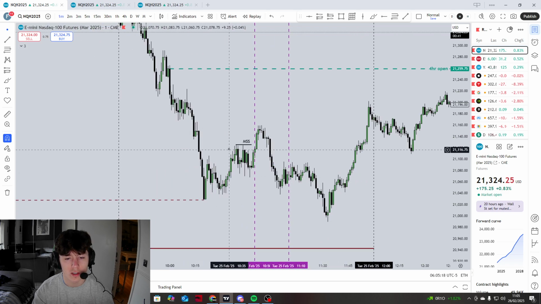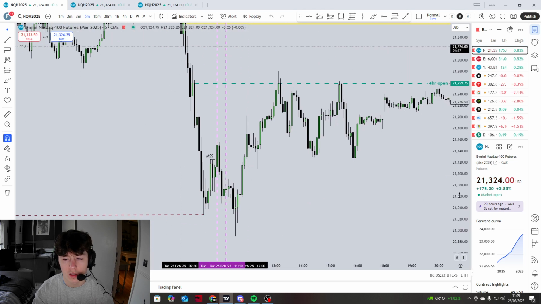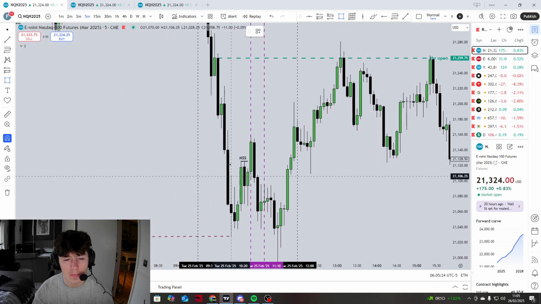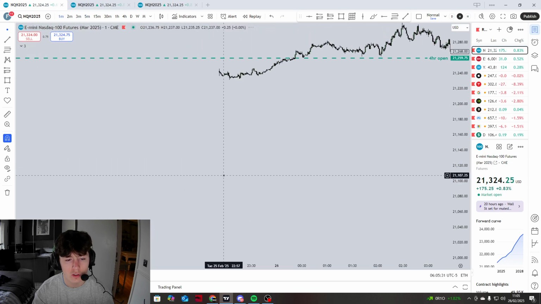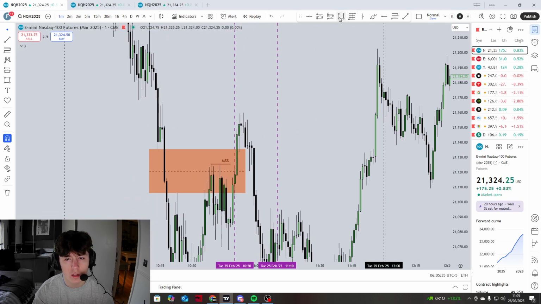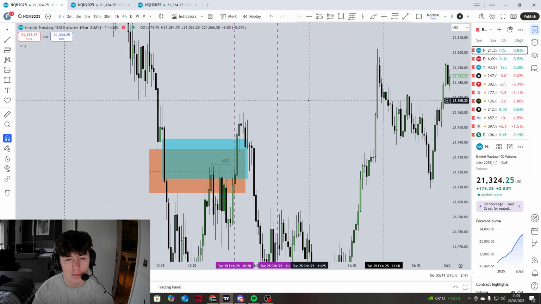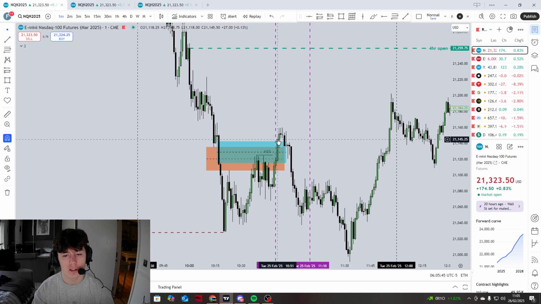After sweeping out sell side, we get our market structure shift, and we also inverse this on the 5-minute. We inverse that on the 5-minute. We inverse this on the 1-minute. And I entered off this inverse on the 1-minute. I probably should have waited for a tap into the Fair Value Gap, and I would have got a better entry. But anyway, that was my entry right there on this candle.